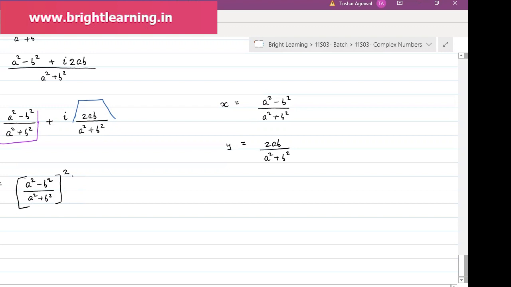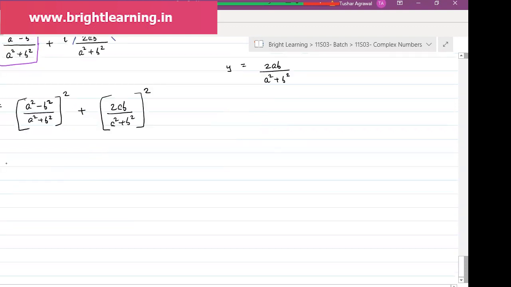Complete square addition, twice ab upon a square plus b square, complete square. So this will be equal to: first, a raised to 4 plus b raised to 4 minus twice a square b square. This is the first numerator expansion.